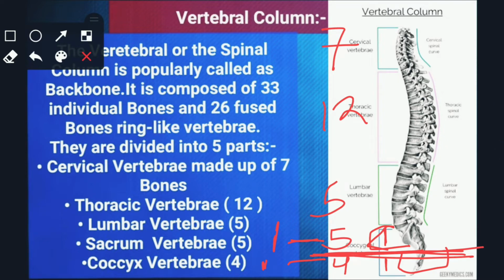Calculate all the bones. So 7 plus 12 goes to 19, 19 and 5, 24, 25, 26. Okay, so this 25 and 1 bone, 26. So it's written that 33 individual bones and 26 fused bones. Now cervical 7, thoracic 12, lumbar 5, sacrum 5, coccyx 5.